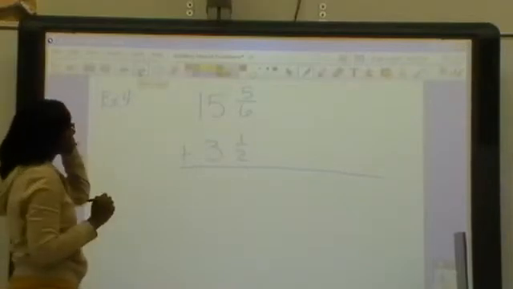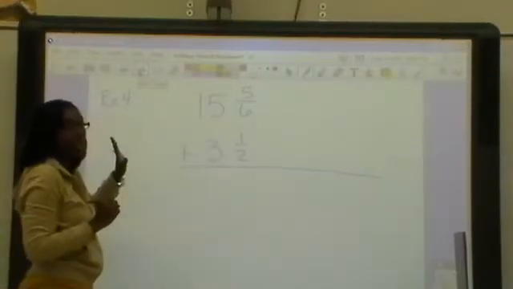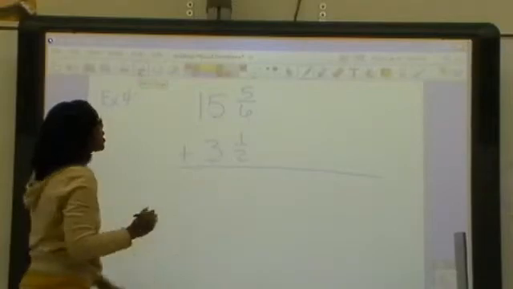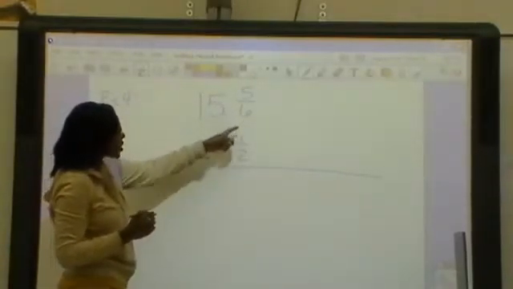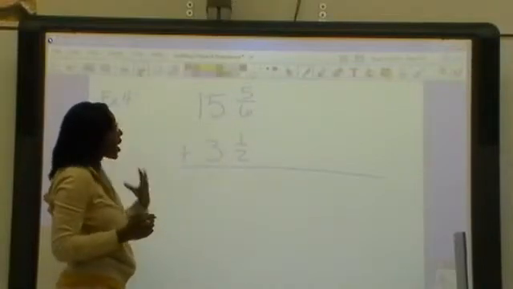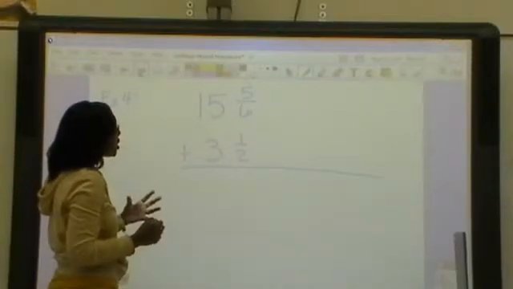Let's do another one. So I have 15 and 5/6, and I'm adding 3 and 1/2. Again, I need to get a common denominator. If I look at my fractions, I have a 2 and I have a 6. Well, my common denominator will be 6.